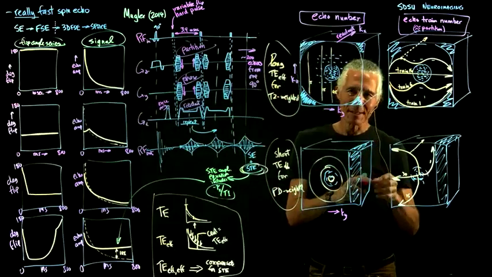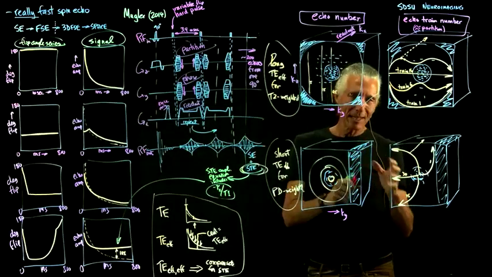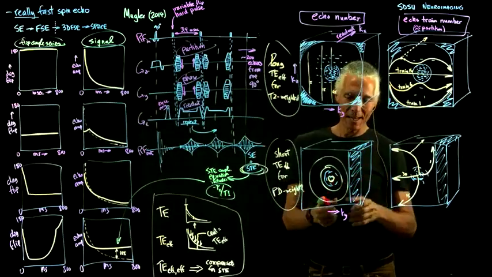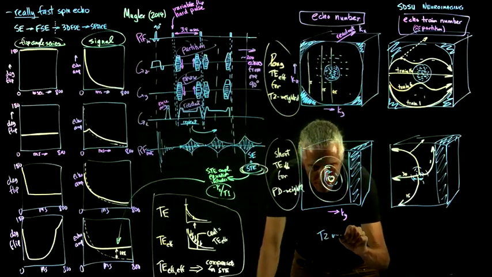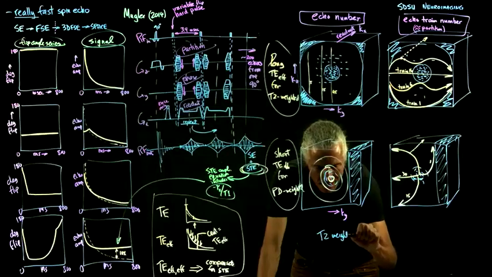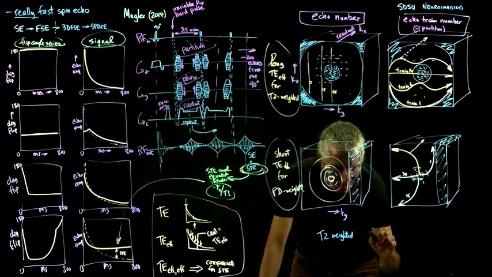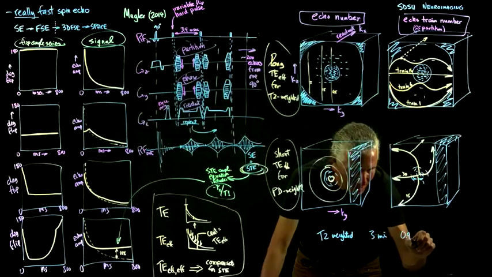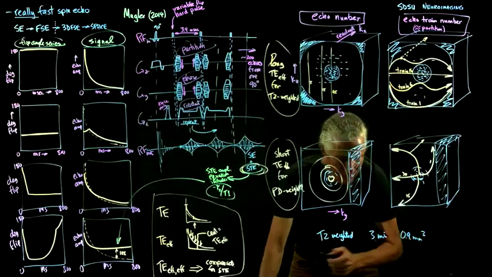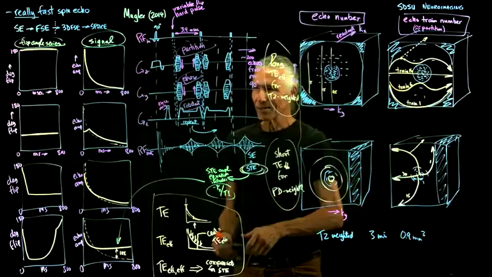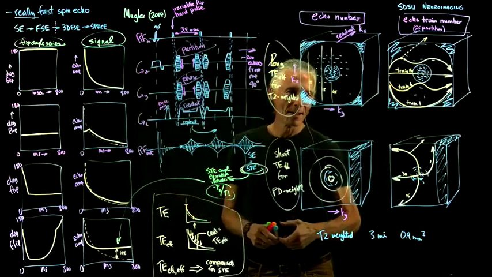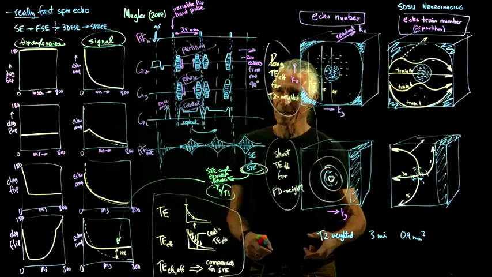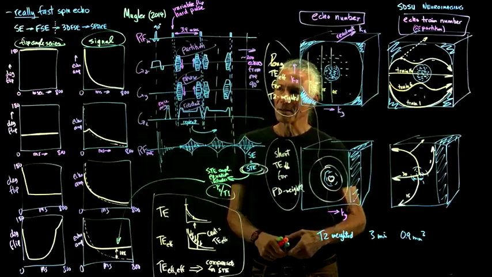So why did I go through all this? This is a scan that you just routinely use. You can get a T2 weighted scan in 3 minutes with 0.9 millimeter cubed voxel. And so that is so much faster. It's like 10 times faster than regular fast spin echo, or 20 times faster. And so you just use it.